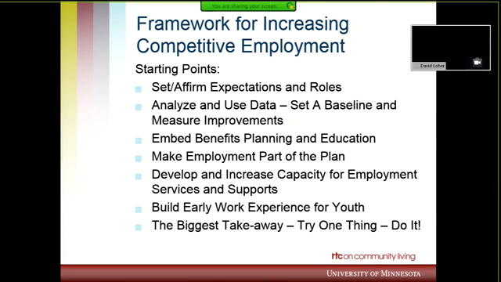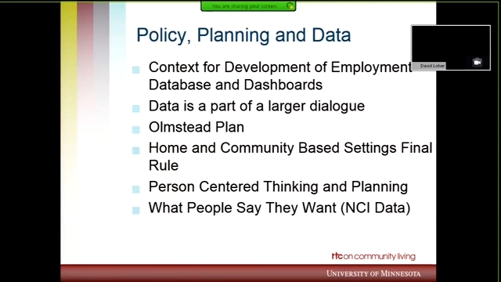Building early work experiences for youth. We want to focus on what it is that we are telling our youth with disabilities today about how they do or don't fit into the workplace, and how we build work experiences early. And the biggest takeaway that we talk about is: try one thing, do it. Many times we're in paralysis almost about what we can do, and we're overwhelmed. And so policy, planning, and data are ways that we think can really help us know what's the next thing to do.